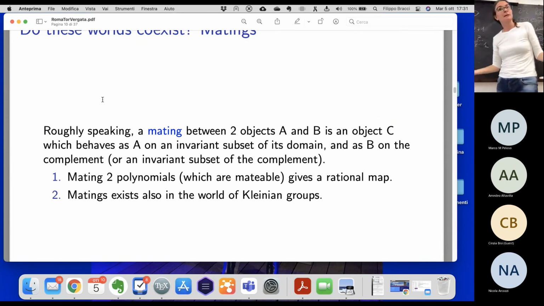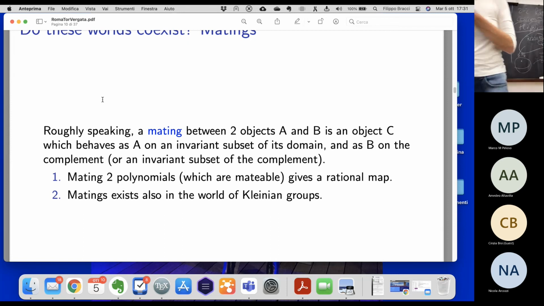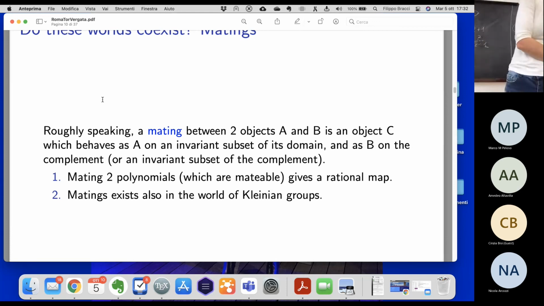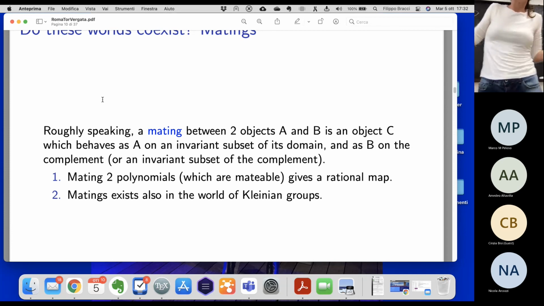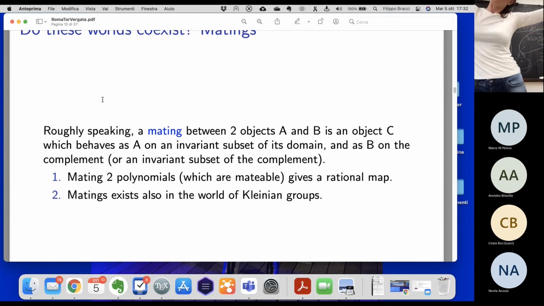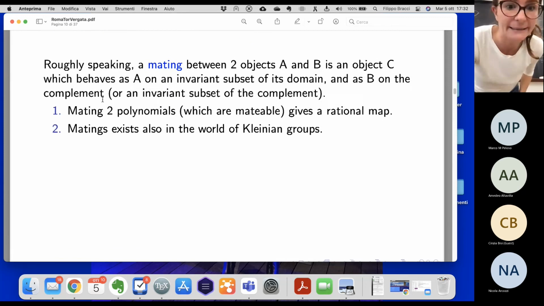And matings exist in the world of polynomials. Actually, there are very nice videos and pictures on the page of Arnaud Chéritat about matings of two polynomials. You can mate two polynomials which are mateable, and you end up with a rational map. And matings actually started in the world of Kleinian groups. So, can we mate a map and a group? This is the question.